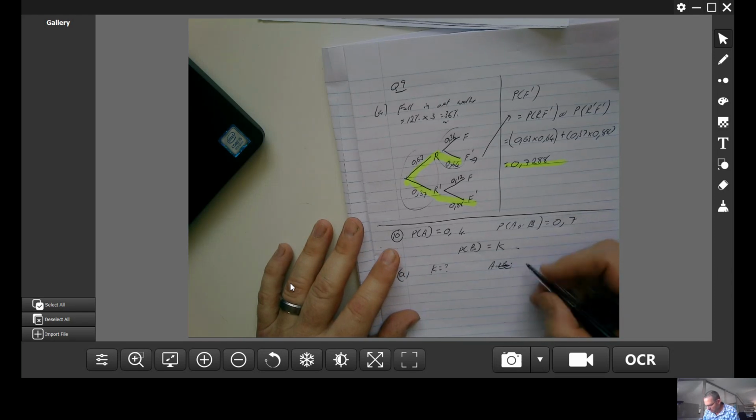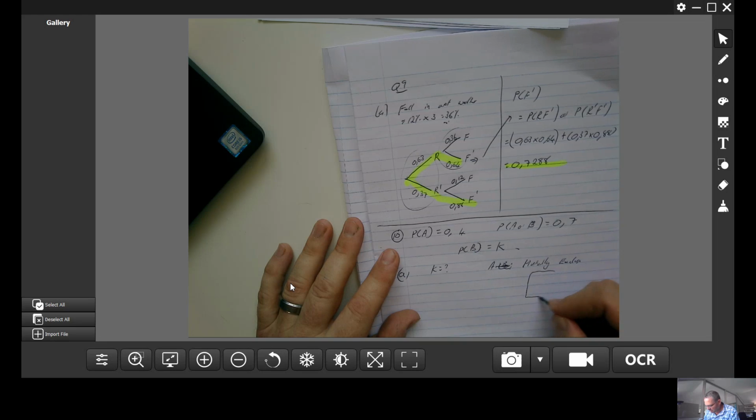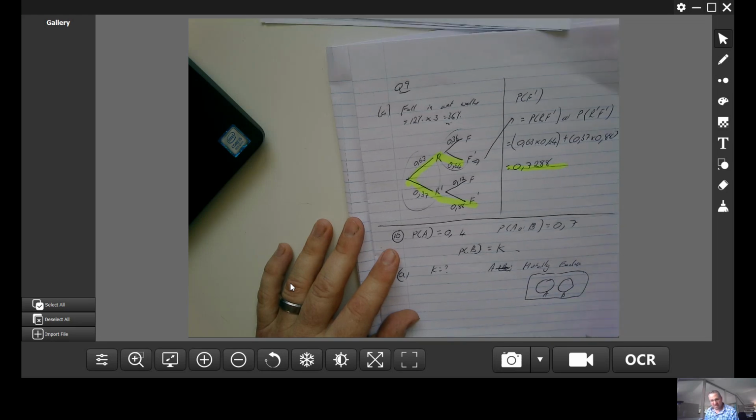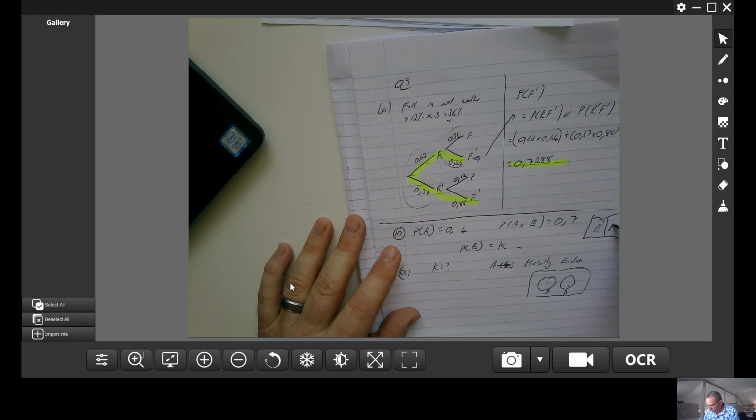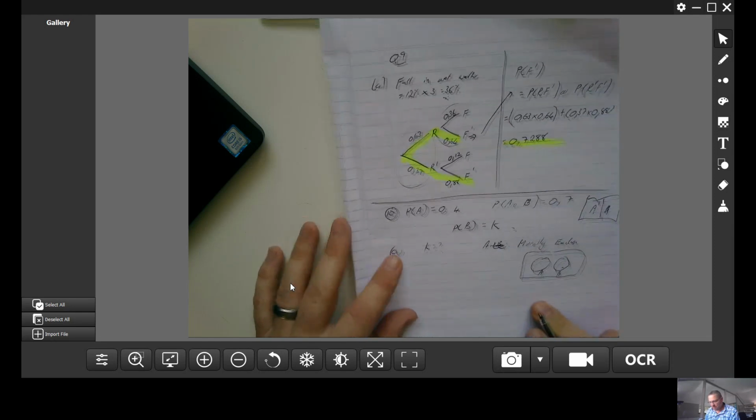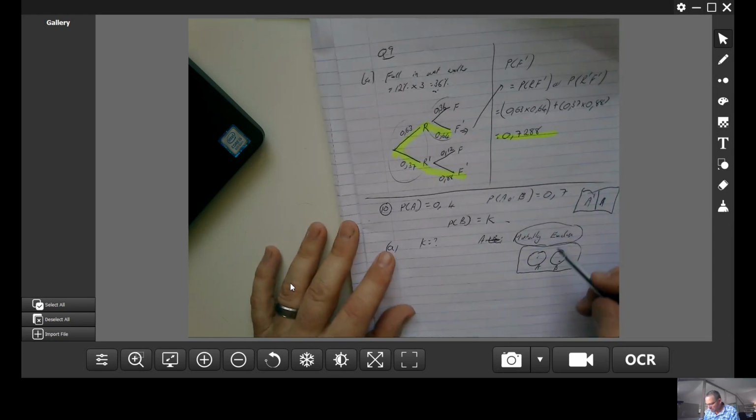So the key idea is we've got to find K if A and B are mutually exclusive. What does mutually exclusive mean? It means it's impossible for them to happen at the same time. On a Venn diagram, mutual exclusivity looks like that. They can't intersect. Remember, complementary means they can't intersect, but they take up all of the sample space. That'll be A dash and A. So now I've got to go and find K so that they're mutually exclusive.